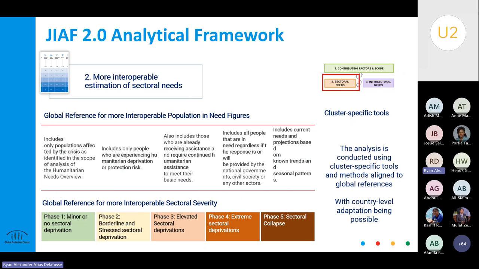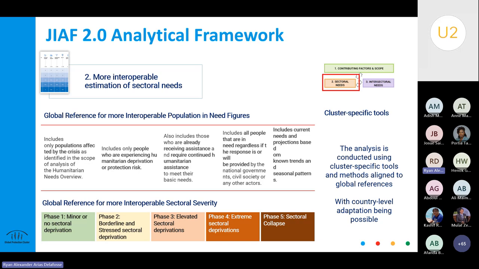So as far as interoperability, part of the idea of JIAF 2.0 is to have a greater importance set on sectoral needs. To balance this, this means that we as sectors all have to understand and make sure that when we say level three, that also means the same type of level three for food security, for instance. So it has to be interoperable.